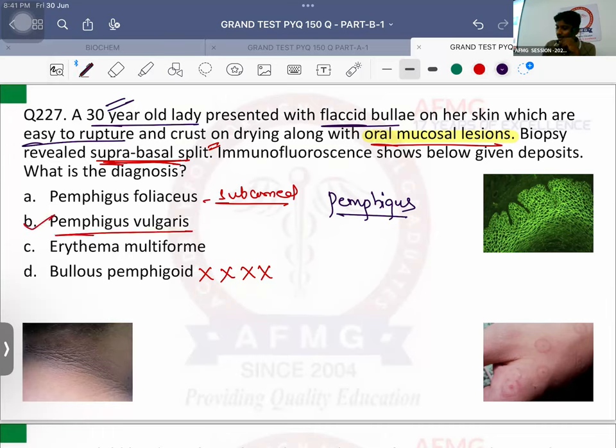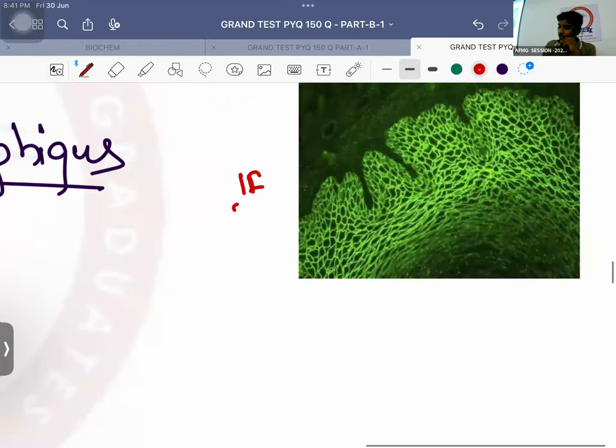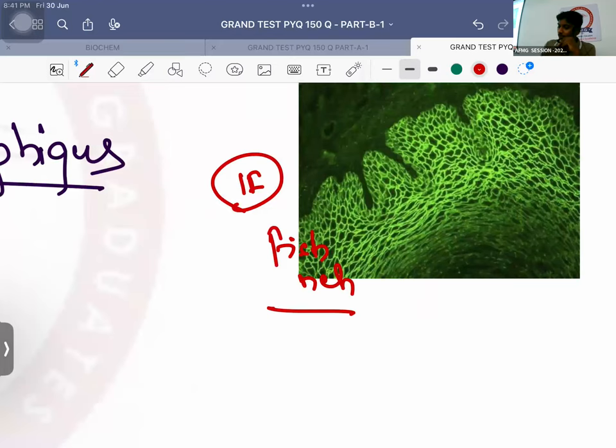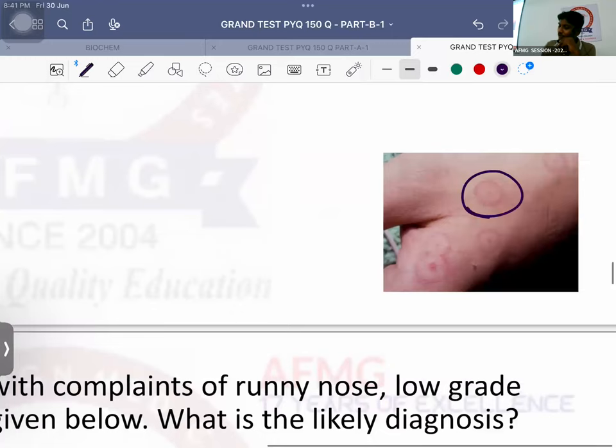Antibodies in pemphigus vulgaris are formed against desmoglein 3, followed by desmoglein 1. But in foliaceus, they are more commonly formed against desmoglein 1. Okay, and which appearance on immunofluorescence is seen? Fish net appearance due to deposition of antibodies usually. Okay, no issues with this. This is erythema multiforme. No blisters or blebs are seen. Okay, these are just target lesions which are seen in erythema multiforme.